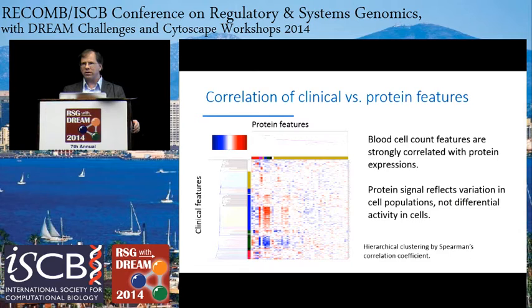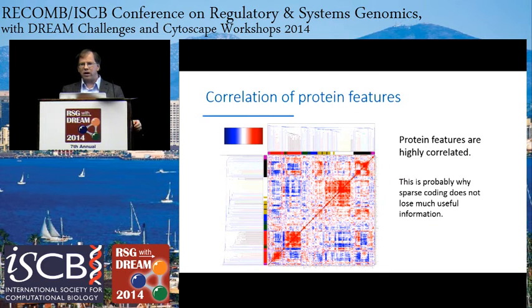I wanted to make a couple of remarks about the data, just random observations for people who might be trying the extended challenge. There's some correlation between the clinical and protein features. In particular, blood cell count features, white blood cells, blasts, et cetera, were highly correlated with the protein features. The good news there is there's some signal in the protein features. The bad news is the protein signal that we're seeing represents variation in the cell populations, not differential activity in the cells. We tried various ways of compensating for this, but it seemed like the dictionary coding worked reasonably well. Anyway, I have looked a little bit at flow cytometry data, that single cell data, and you don't see the same phenomenon there.